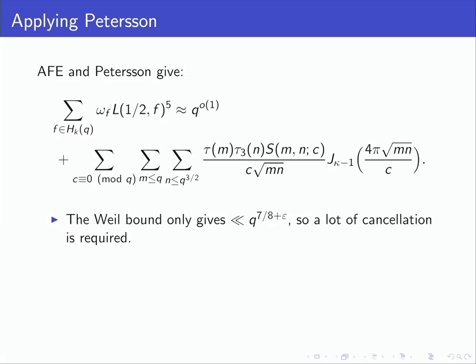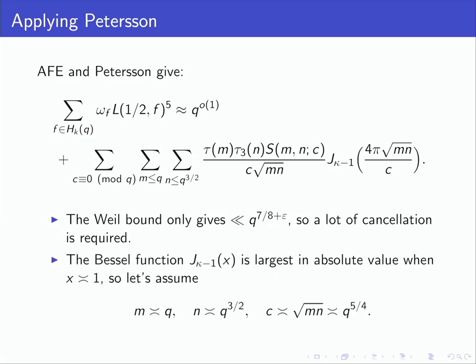And so basically you just think of it as square root of c. You just plug and chug this, and the bound turns out to be q to the 7 over 8. We want to get down to q to the epsilon. So it's a massive amount of cancellation that's required at this point.